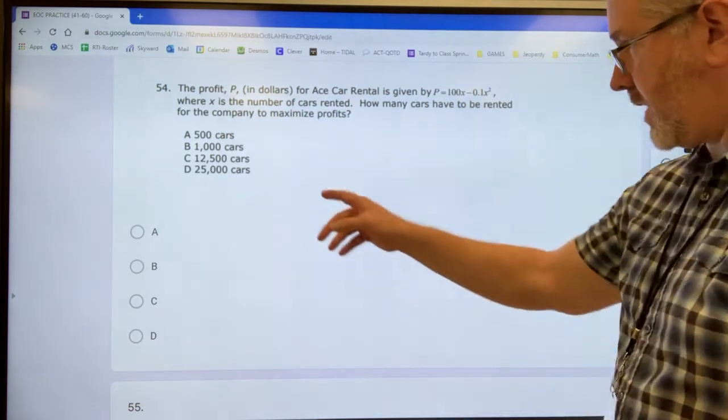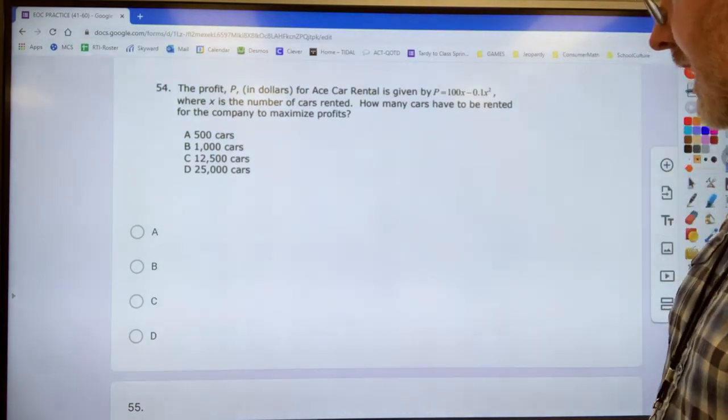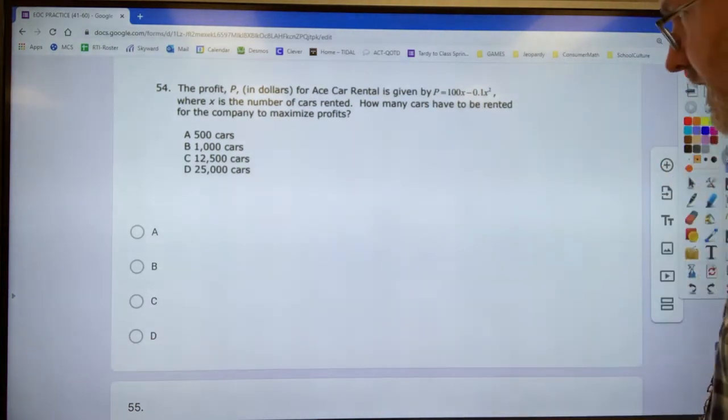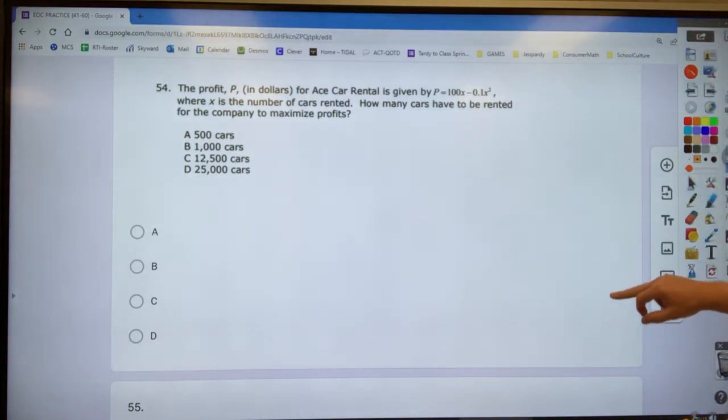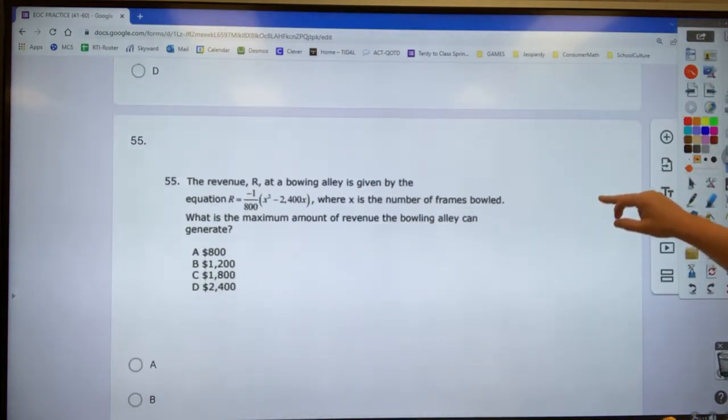Isn't it weird how more cars creates less profit? It's not always more is more in business. All right, so that one ends up being A, 500. When we plug it in, we get it.